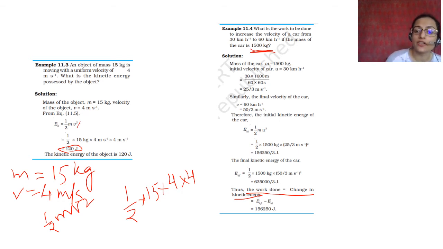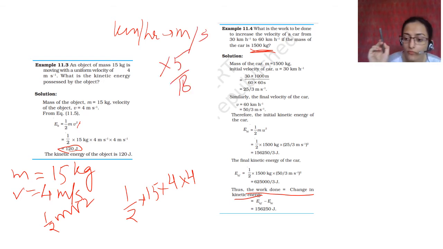So initial kinetic energy they have calculated in meter per second. Please remember, to convert kilometer per hour to meter per second, what do you need to do? You need to multiply by 5 by 18. Okay. So if you multiply this, then initial velocity is 25 by 3 meter per second. Final velocity is 50 by 3 meter per second. They have calculated it. So initial kinetic energy is half mu square, which is this much. Final kinetic energy is half mv square, which is this much.